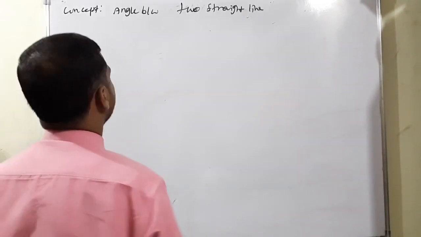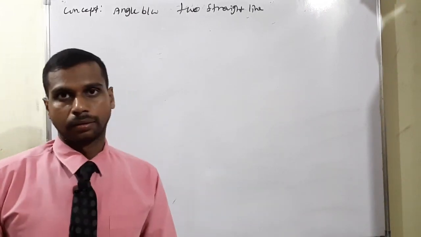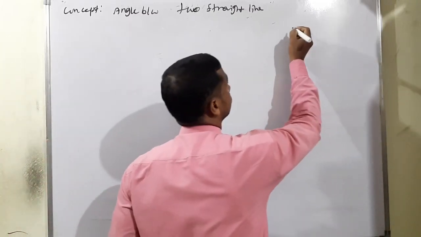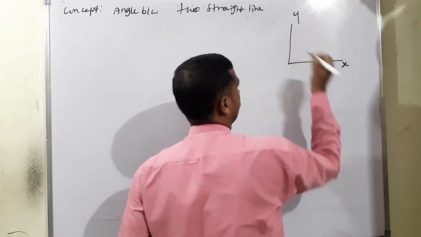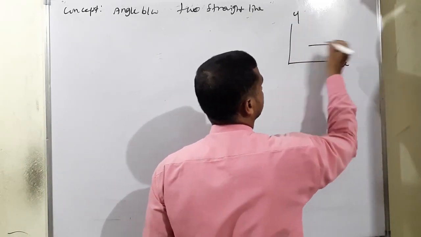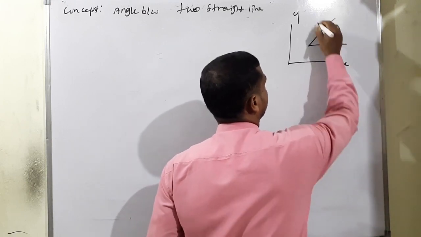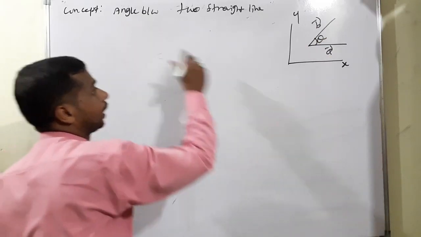Moving to one of the important concepts, the concept named angle between two straight lines. For your understanding, look here. We have the two dimensional plane, this is called the x-axis, this is called the y-axis. The a vector and b vector are in between, this is considered for the a vector, this is considered for the b vector, and we need to find the angle between them.